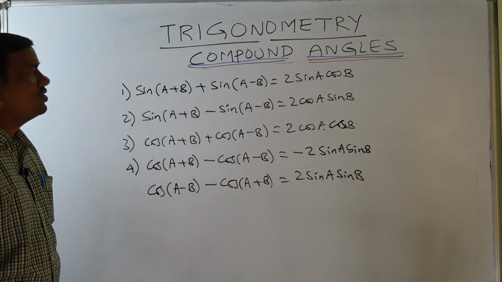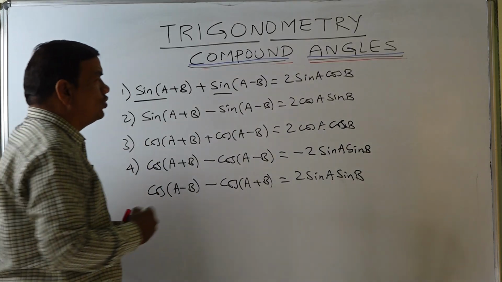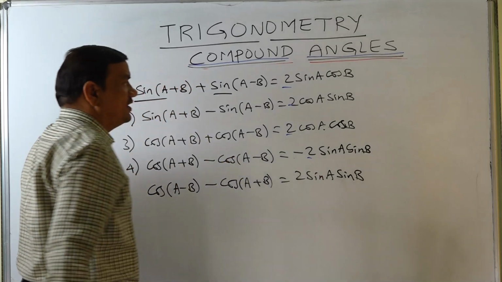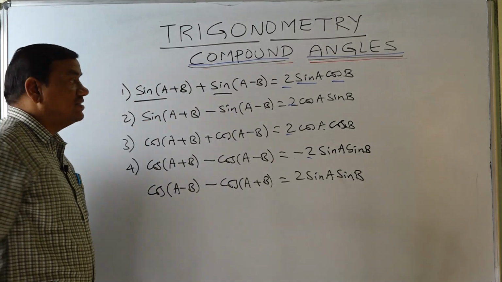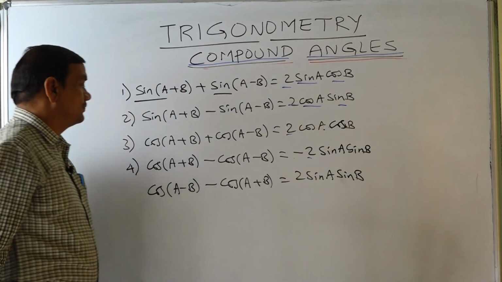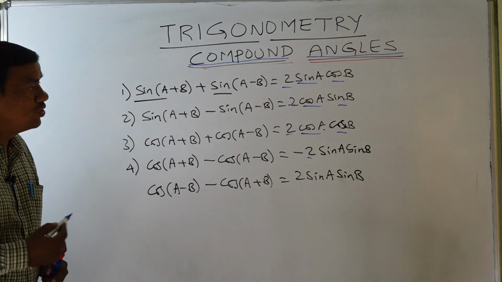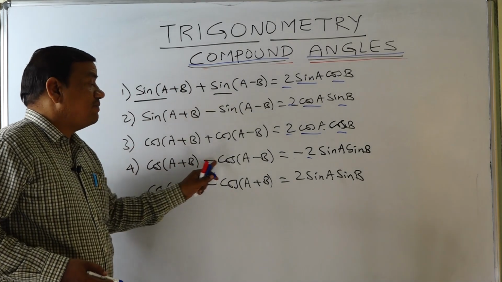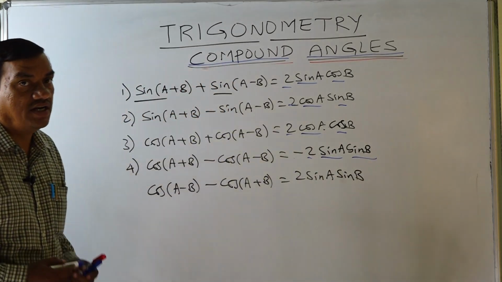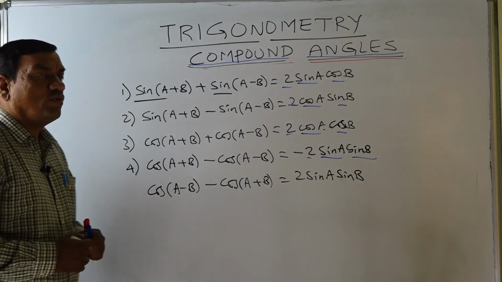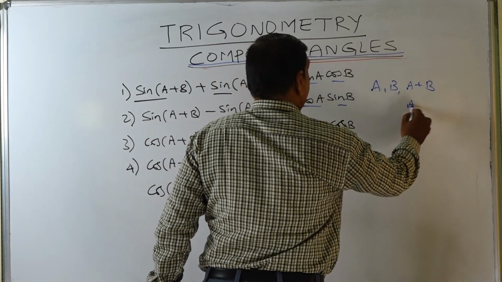So what you have to remember is that in all of these you are getting 2 common. If both sines are there, you are getting sin cos. If sin A minus sin B is there, you are getting cos sin, interchanged. If both cos are there, you are getting both cos: cos of A plus B plus cos of A minus B is equal to 2 cos A cos B. Cos of A plus B minus cos of A minus B, if minus is there, you are getting both sines: sin A sin B. Understand this? This is a very, very important formula, but here also the same condition applies for A, B, A plus B, and A minus B.